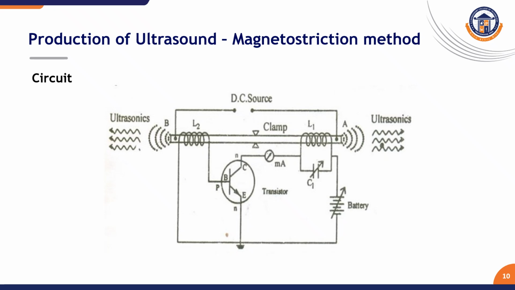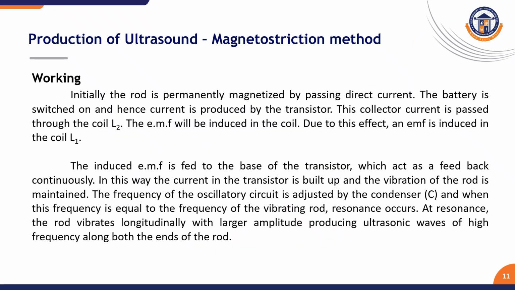The DC source is applied to the rod as shown in the figure. The working of the magnetostriction method. Initially, the rod is permanently magnetized by passing direct current. The battery is switched on and hence current is produced by the transistor. The collector current is passed through the coil L2. An EMF will be induced in the coil.